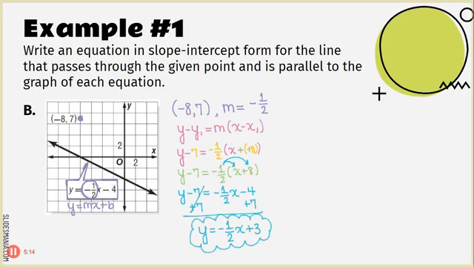And again, if I plot my y-intercept, which is 3, which is actually in the middle because those are going by 2s, and then I count up 1, left 2, up 1, left 2, I do have a line that goes through -8, 7 that is parallel to the current line that has been graphed.